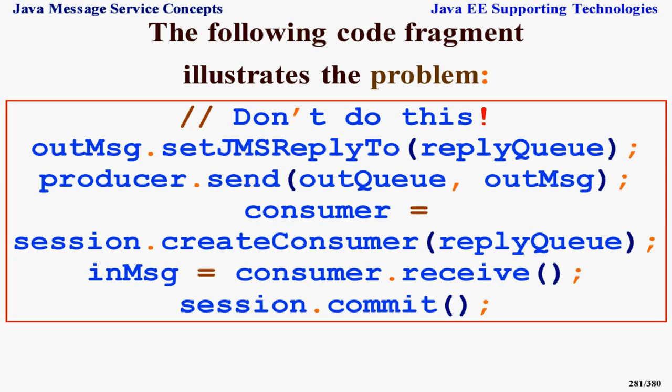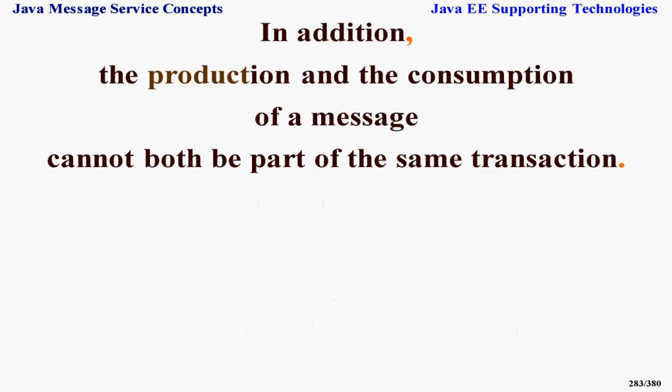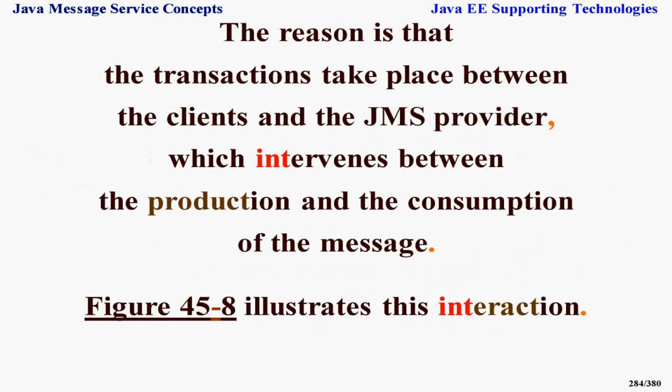Because a message sent during a transaction is not actually sent until the transaction is committed, the transaction cannot contain any receives that depend on that message having been sent. In addition, the production and the consumption of a message cannot both be part of the same transaction. The reason is that the transactions take place between the clients and the JMS provider, which intervenes between the production and the consumption of the message. Figure 45-8 illustrates this interaction.